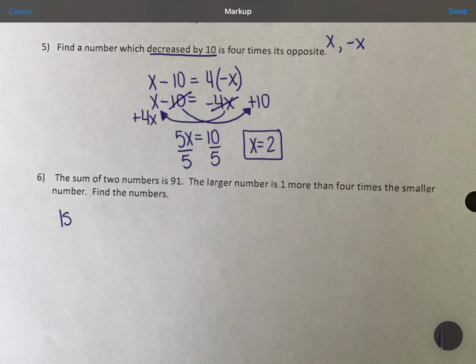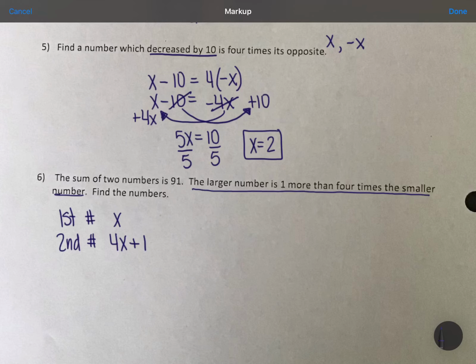I don't know what these numbers are, so I'm going to let my first number be x. And I'm going to let my second number be whatever they're telling me. And it says right here, the larger number is 1 more than 4 times the smaller number. So I'm letting my smaller number be x. My larger number is going to be 1 more than 4 times the smaller. So 4 times my smaller number plus 1.